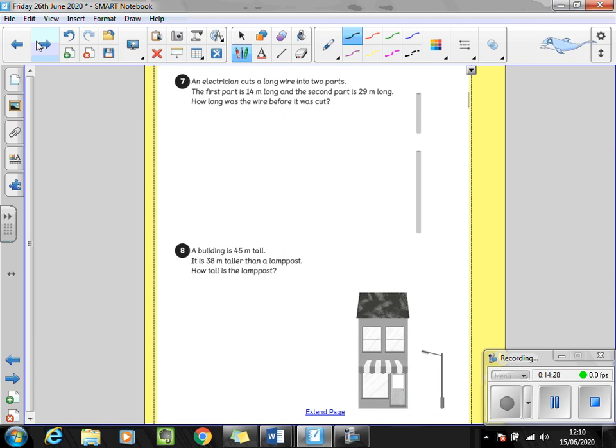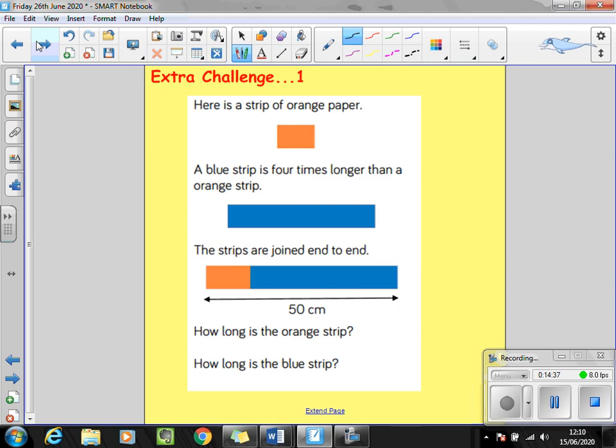You might want to draw bar models to help you. Think about using your column subtraction, your column addition, or your knowledge of number facts to help you. For those of you who want to challenge yourself a little bit more, I've got 2 extra challenges today.